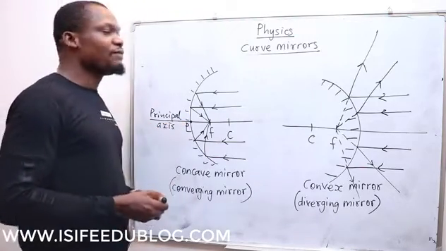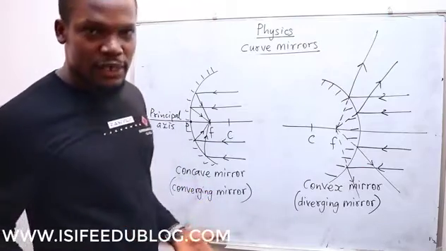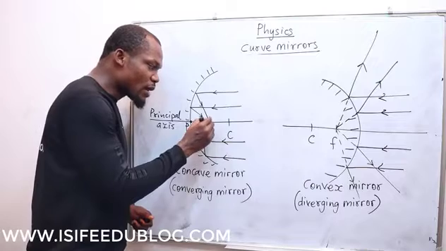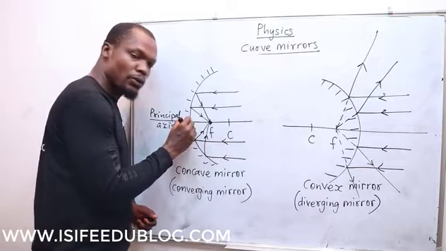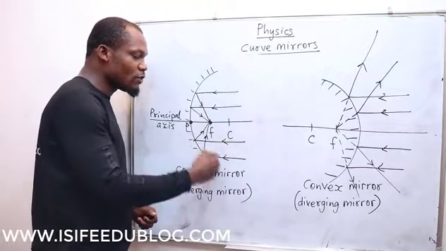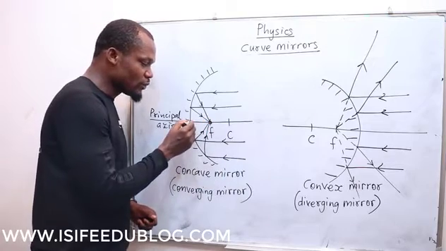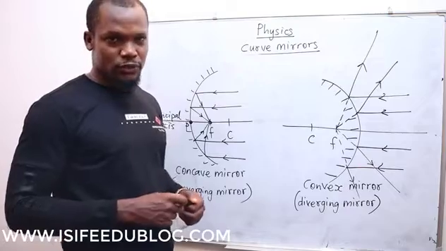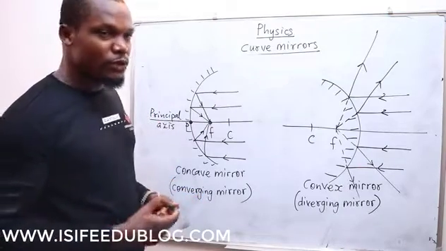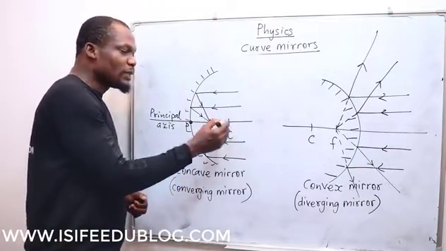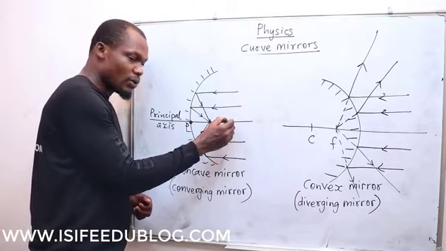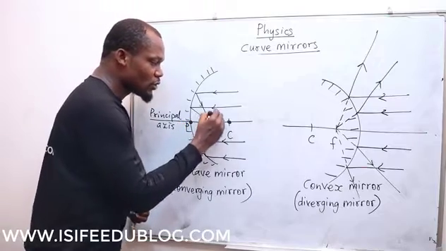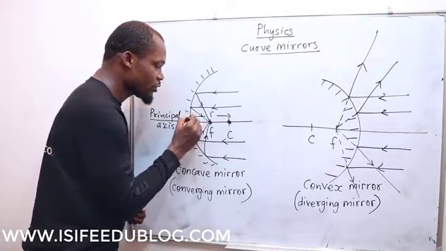And we'll take a look at the focal length. What is the focal length of a curve mirror? The focal length is the distance between the focal point and the pole. So the focal length of this curve mirror here is from this point to this point. And finally, we talk about the radius of curvature. The radius of curvature of a curve mirror is the distance between the center of curvature and the pole. That means from this point to this point is called the radius of curvature.